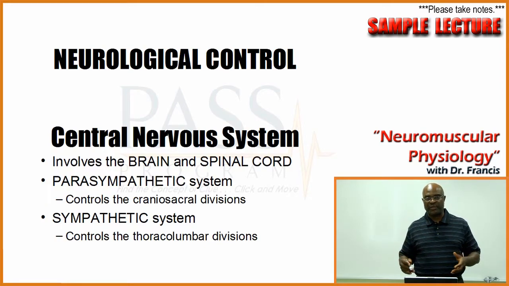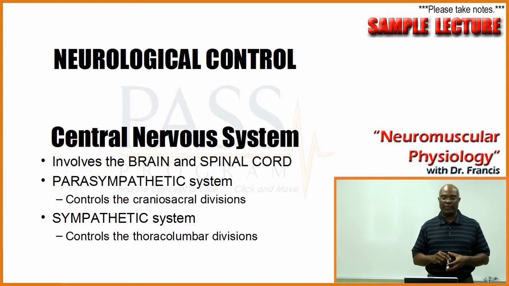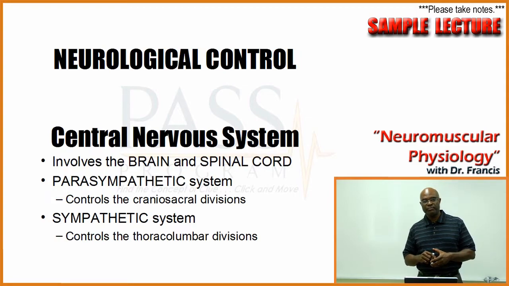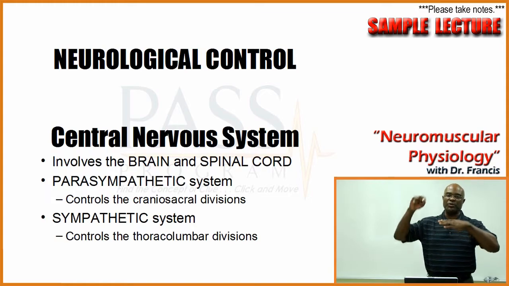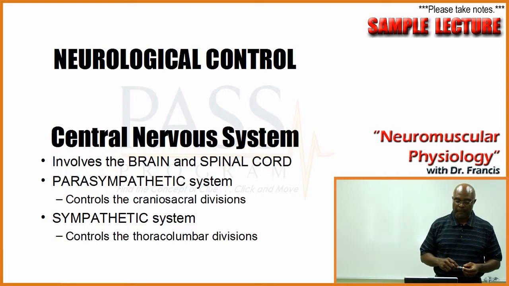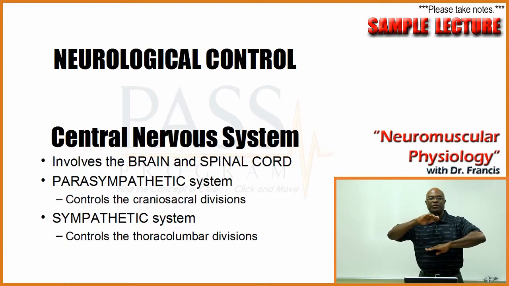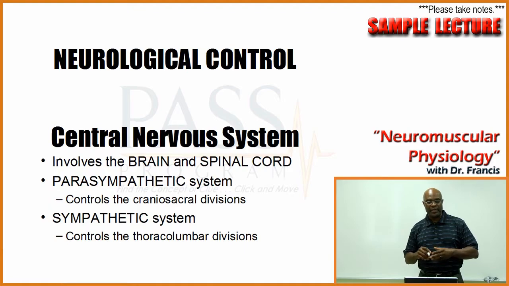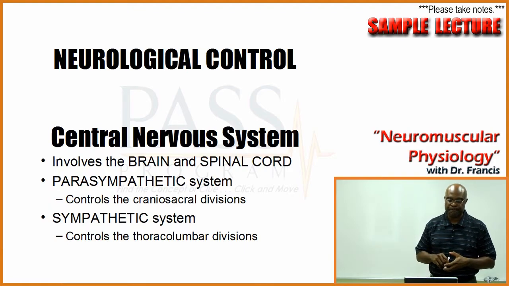Then the nervous system can be divided up into two sections, two divisions. One is called the parasympathetic system, and the parasympathetic system controls head and neck and below the belt. So craniosacral divisions are controlled by the parasympathetic system. And then the sympathetic system controls in between. That'll be the thoracolumbar areas, rather.